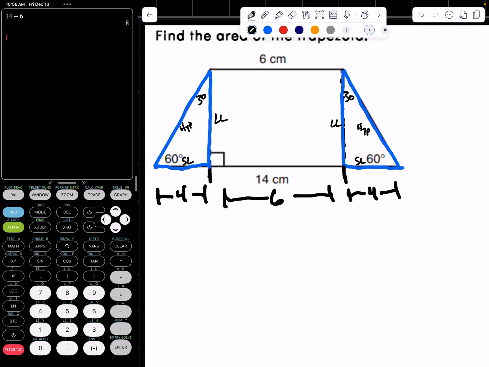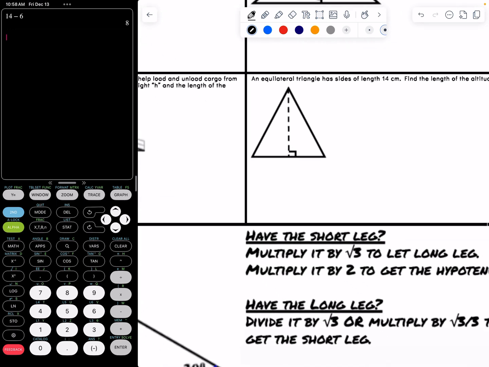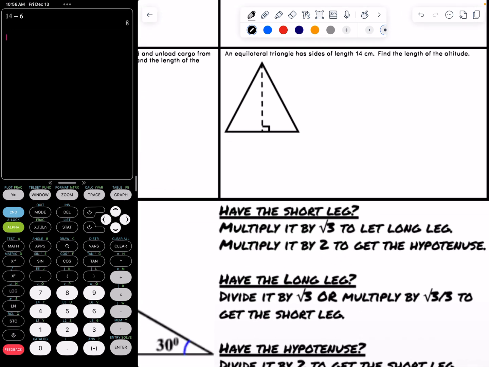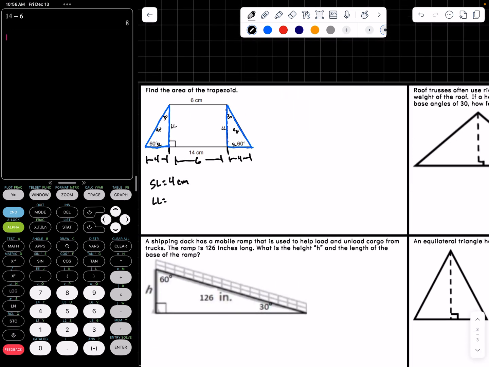So if I know that 30 is across from 4, which makes 4 my short leg, I'm going to go ahead and label that right now. Short leg equals 4 centimeters. My long leg, if I'm given my short leg, I'm going to multiply by root 3 to get my long leg and multiply by 2 to get my hypotenuse.